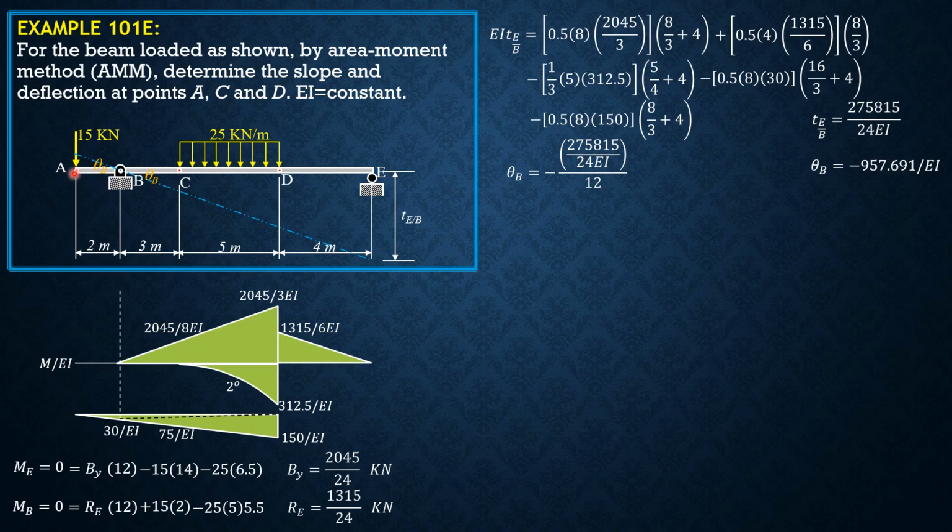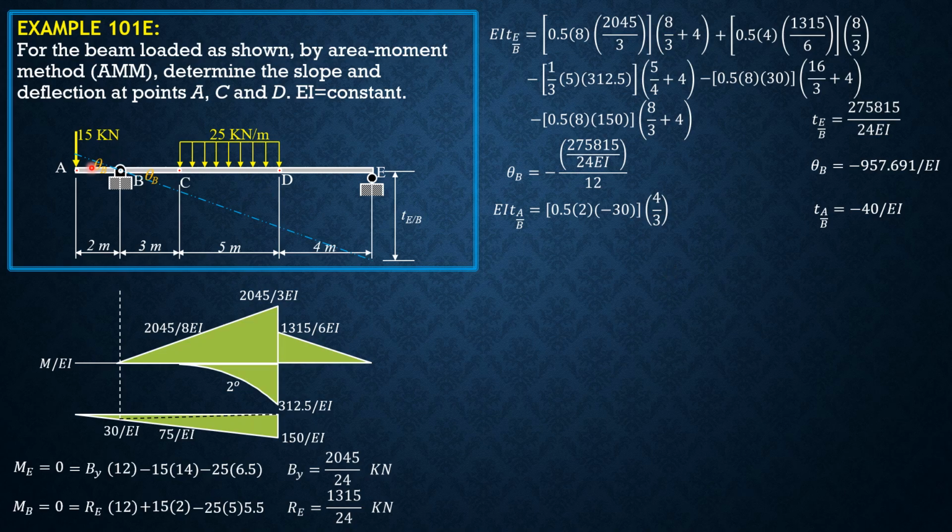So let's concentrate first on AB. Let's compute theta A and deflection at A. So EI times the deviation of A relative to the tangent at B is equal to the moment of area between A and B. There is only one area: 0.5 of 2 times negative 30 over EI, negative because it is below the horizontal. Its centroid from A is 2/3 of 2, which is 4/3. The deviation of A relative to the tangent at B, therefore, is negative 40 over EI.